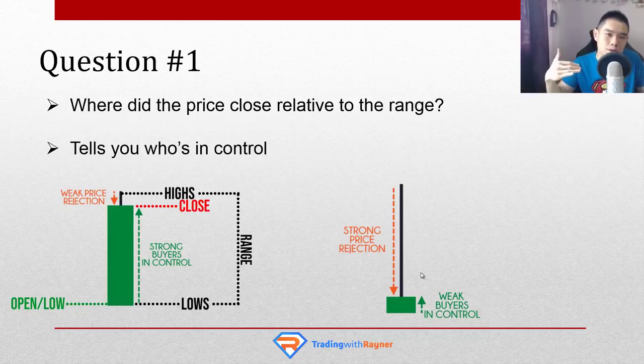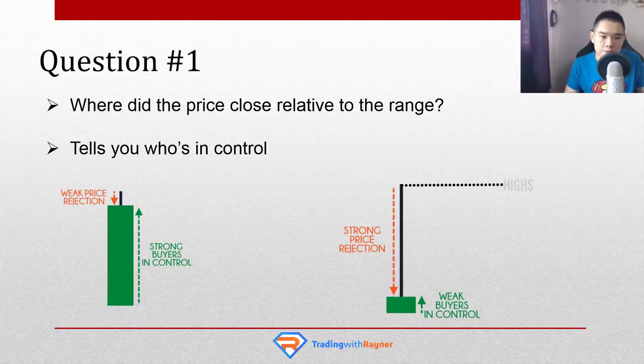Another example, this one. Yes, it's still a green candle. The price closed above the opening price, but are the buyers still in control? Well, again, just use this question: where did price close relative to the range? So where is the range? This is the highs, which is here, and this is the lows. The opening price and the lows are the same price point, so this is the entire range of the candle.